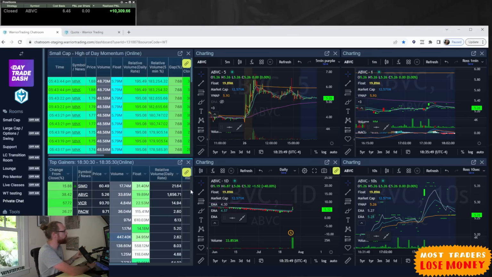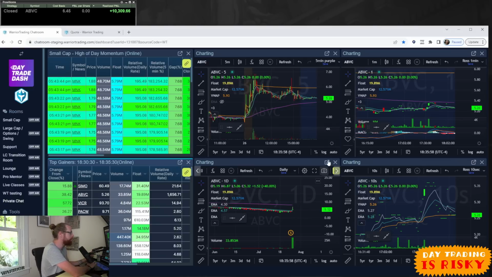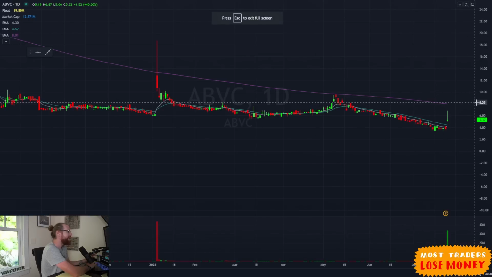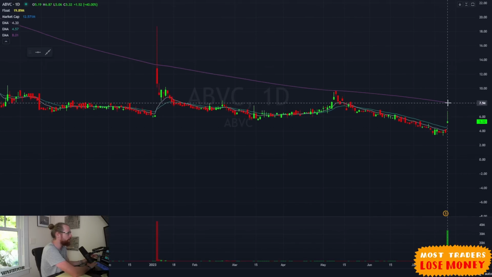And that's really sort of the criteria. So that's in terms of the stock, just period. Now, I like it when we have a lot of room up to the 200 moving average. This one didn't have as much room as I would like. The 200 is at 8.